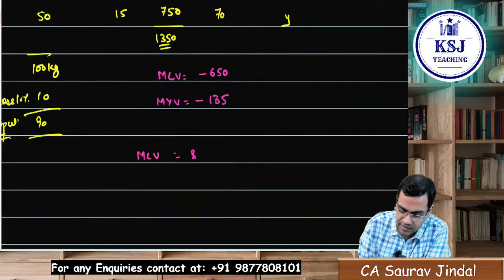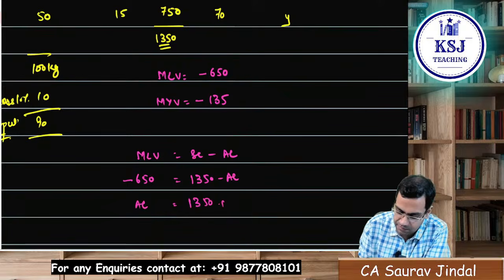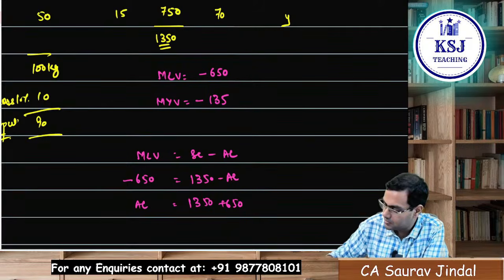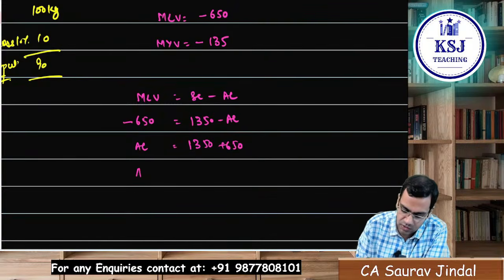Now, what is material cost variance? That is standard cost minus actual cost. Minus 650 is equal to 1350 minus actual cost. So, from here, actual cost will be 1350 plus 650, that is 2000. So total actual cost is 2000.